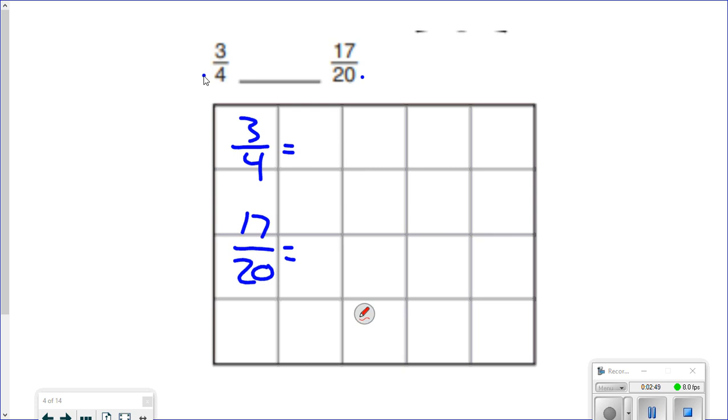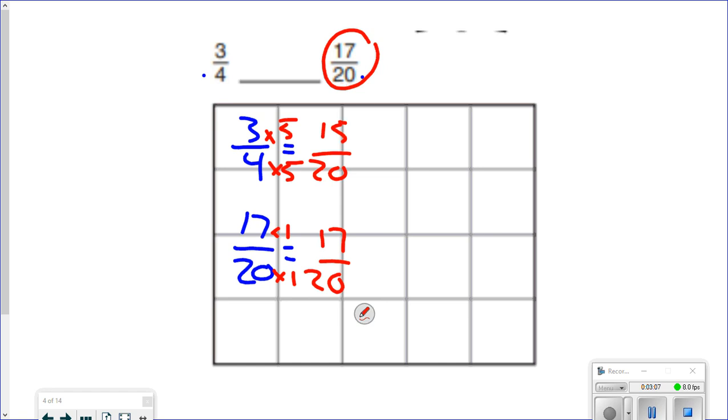Let's make 20 my denominator. If 20 is my denominator, watch down here at the bottom. 20 times 1 is 20. 17 times 1 is 17. So this can stay the same. On the bottom, we're going to go 4 times 5 is 20. 3 times 5 is 15. So this fraction equals 15/20. So what's bigger? 17/20 is bigger than 3/4 because 3/4's equivalent fraction is 15/20. 17 is bigger than 15.